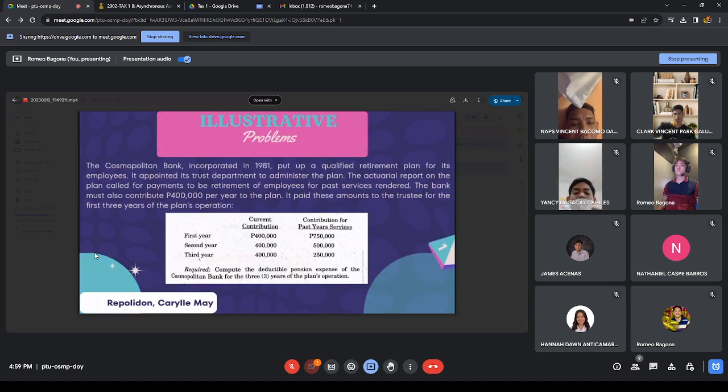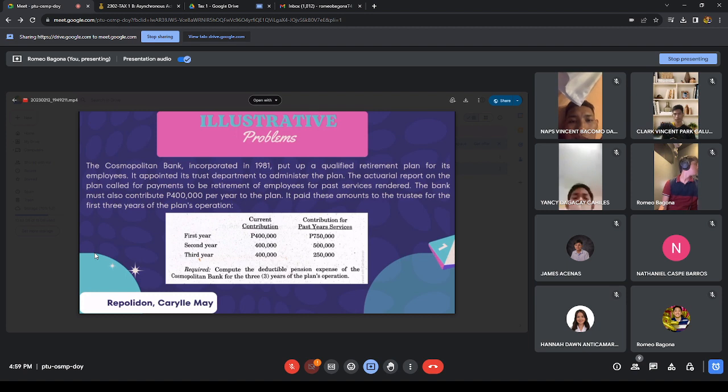In the second problem, the Cosmopolitan Bank, incorporated in 1981, put up a qualified retirement plan for its employees. It appointed its trust department to administer the plan. The actuarial report on the plan called for payments to be made to the retirement fund of employees for past services rendered. The bank must also contribute 400,000 pesos per year to the plan. It paid these amounts to the trustee for the first 3 years of the plan's operation.